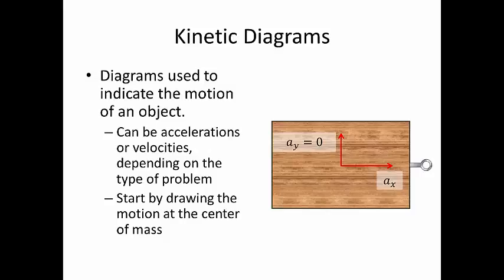Let's talk about kinetic diagrams. We've used free body diagrams to solve our statics problems. In order to solve our dynamics problems, we need to draw diagrams that represent the motion. Kinetic diagrams are used to indicate the motion of an object. It can be the accelerations or the velocities, depending on the type of problem that we're going to solve. When we use the equation of motion, typically we're going to use accelerations on our kinetic diagrams. We start by drawing the motion at the center of mass.